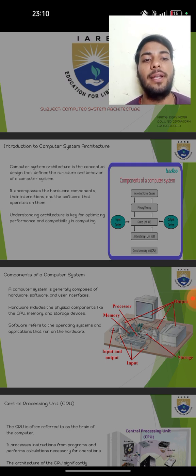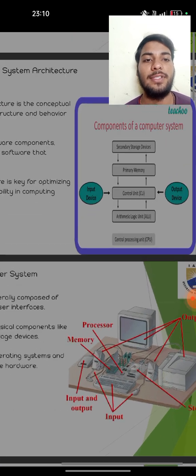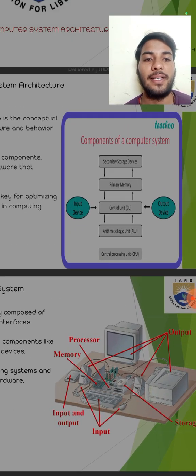Here we can see in the diagram the components of a computer system. Here we have a secondary storage device, primary memory, control unit, and the control unit has the input device and output device. Under the control unit we have the arithmetic logic unit (ALU) and the central processing unit (CPU). So all these components are in the computer system architecture. It shows the architecture, the building of the computer system.